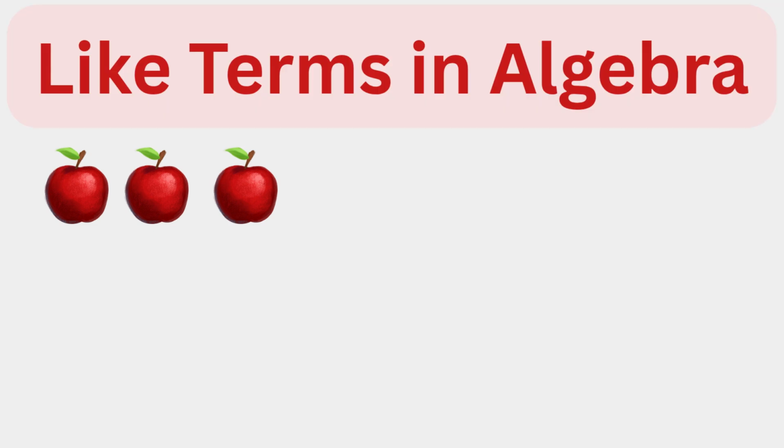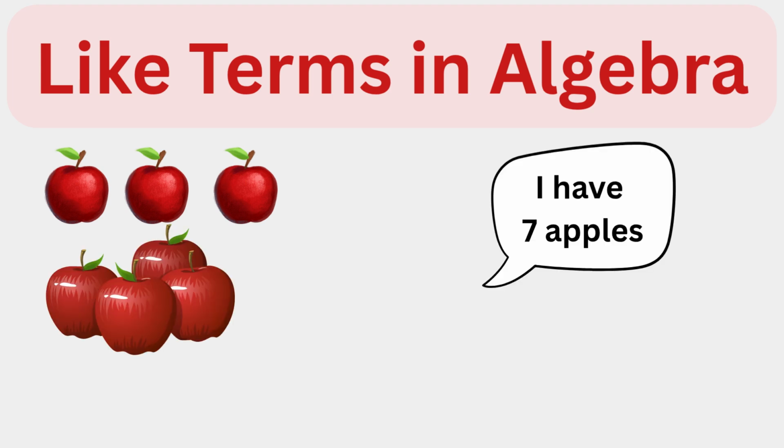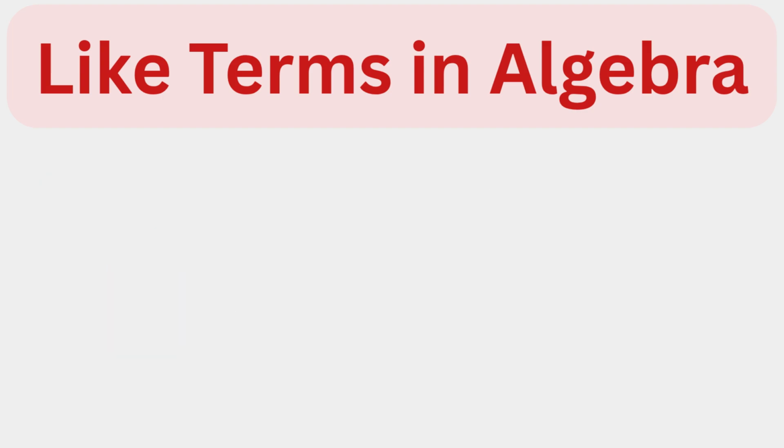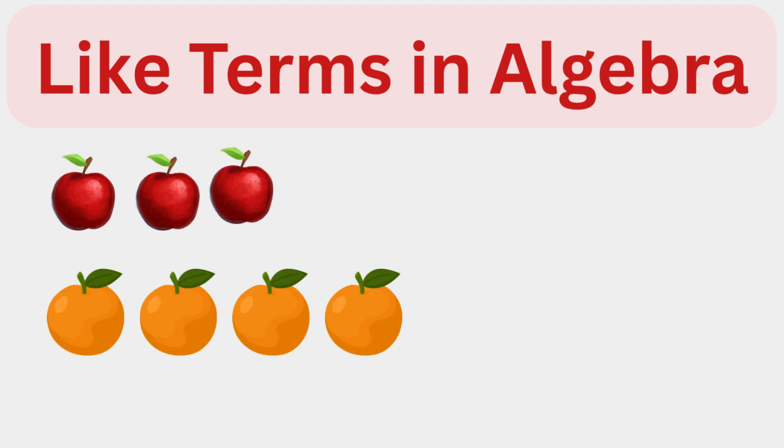If I have 3 apples and someone gives me 4 more apples, how many apples do I have? 7, right? It's easy. Now, what if I have 3 apples and someone gives me 4 oranges? Can I add them and say I have 7 apples oranges? Of course not. It doesn't work like that.